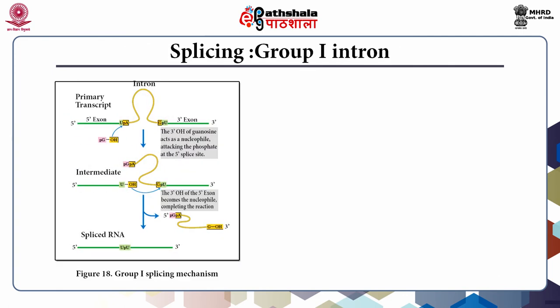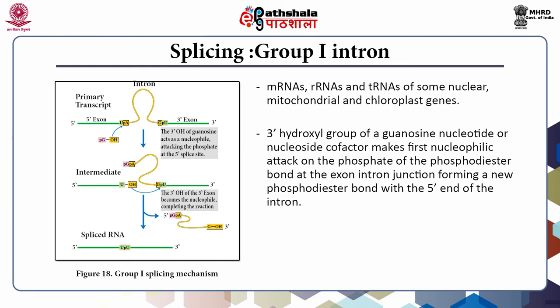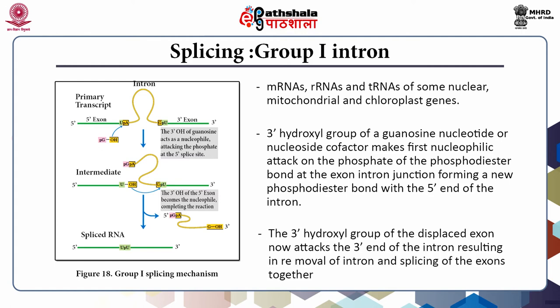Figure 18. Group 1 introns. Group 1 introns are found in messenger RNA, ribosomal RNAs, and transfer RNAs of some nuclear, mitochondrial, and chloroplast genes. In group 1 splicing reaction, the 3' hydroxyl group of a guanosine nucleotide or nucleoside cofactor makes a nucleophilic attack on the phosphate of the phosphodiester bond at the exon-intron junction, forming a new phosphodiester bond with the 5' end of the intron. The 3' hydroxyl group of the displaced exon now similarly attacks the 3' end of the intron, resulting in removal of introns and splicing of the exons together.